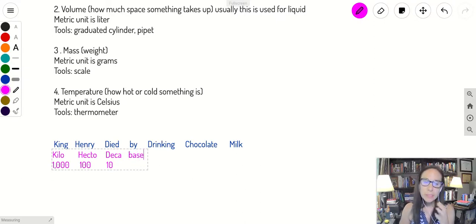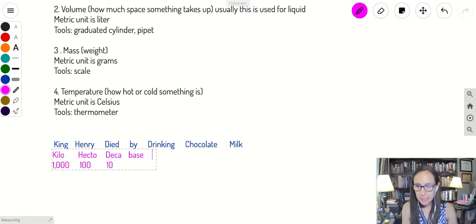Okay, and so the base unit is what I talked about earlier. It is liter for volume, it is meter for length, it is gram for weight, and we don't do this for the temperatures. So the base unit is either going to be liter, gram, or what's the other one? Meter. Liter, meter, or gram. So that's what the base unit means. And it depends on what you're measuring. If you're talking about weight, then you're talking about grams, okay?